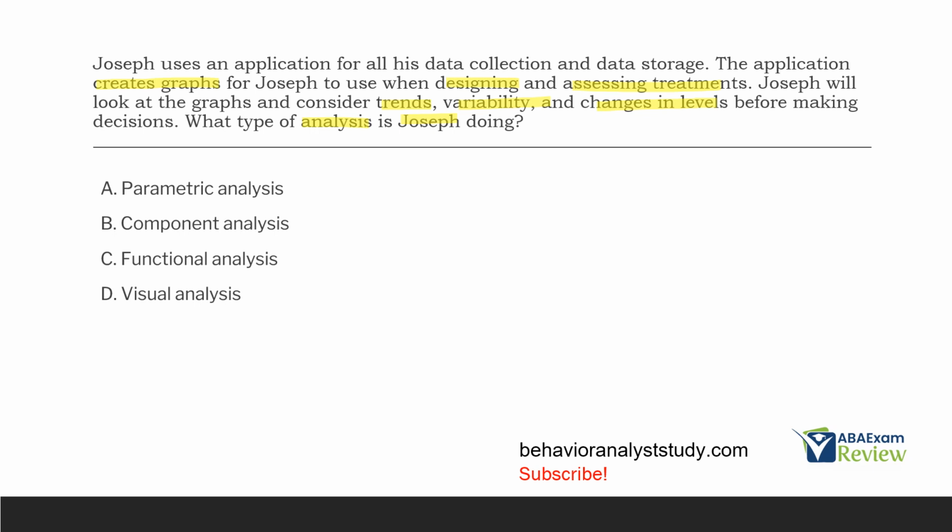What Joseph is doing is called visual analysis. And that's our primary method of analysis in single subject research and in ABA when we're looking at line graphs. That's one of the great things about line graphs: it makes visual analysis very straightforward and very simple. And so Joseph, by looking at trends, variability, and changes in level on these line graphs, is conducting visual analysis.